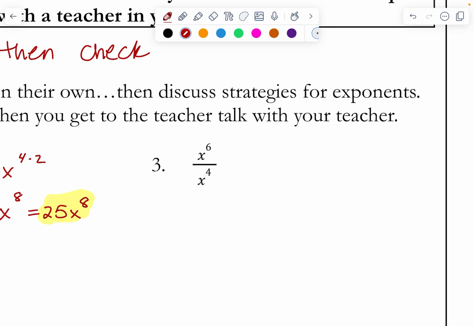All right, question 3. Here we are dividing with our fraction. When we're dividing, we're using the quotient rule, which tells us that we need to subtract our exponents. So we would take 6 minus 4 and get the simplified version of x to the power of 2.